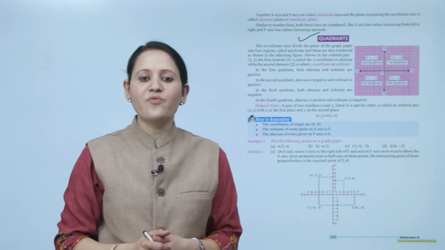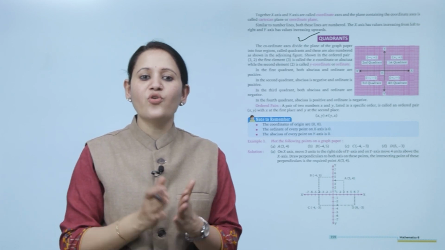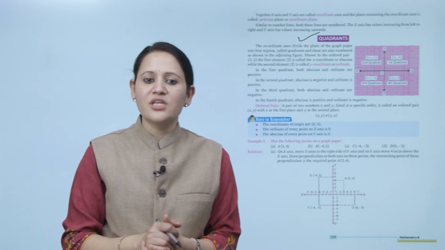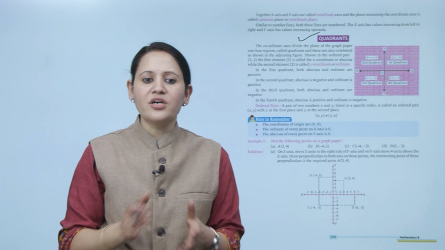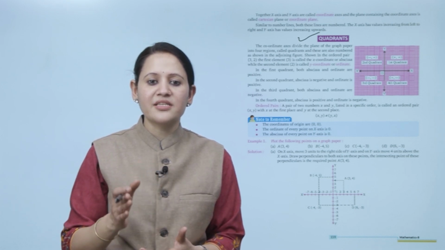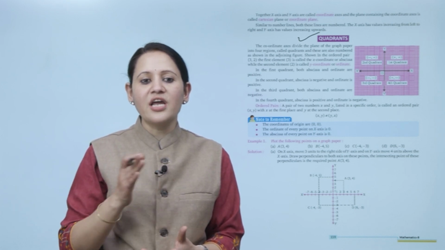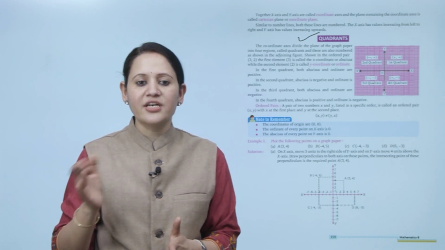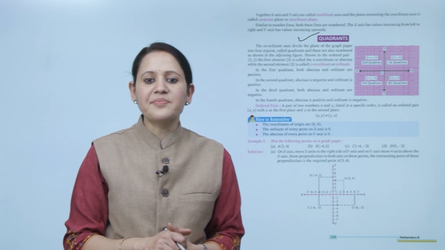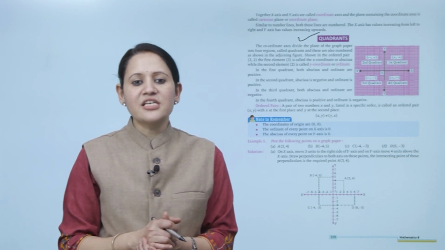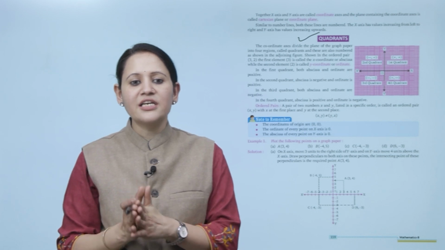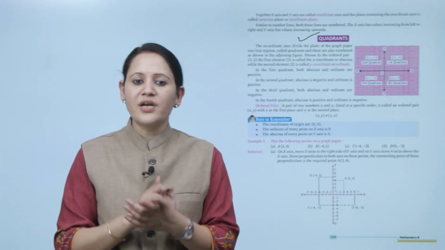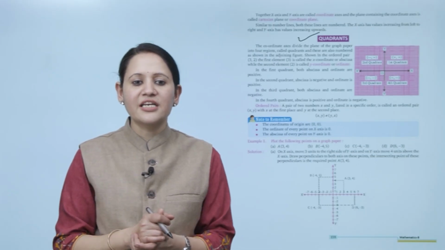The coordinate axes divide the plane of the graph paper into 4 regions called quadrants, and these are also numbered as shown in the adjoining figure. In the ordered pair (3, 2), the first element 3 is called the x-coordinate or abscissa, while the second element 2 is called the y-coordinate, that is, the ordinate. In the first quadrant, both abscissa and ordinate are positive. In the second quadrant, abscissa is negative and ordinate is positive. In the third quadrant, both abscissa and ordinate are negative. In the fourth quadrant, abscissa is positive and ordinate is negative.